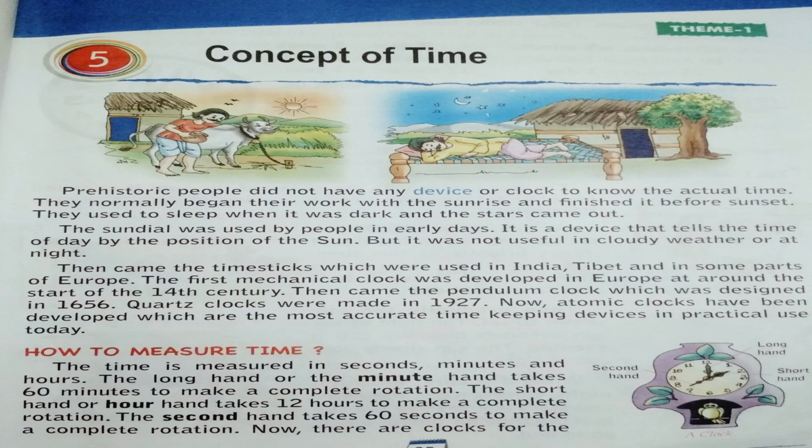So students, we read in this paragraph that the first mechanical clock was developed in the 14th century. After that, the pendulum clock was designed in 1656, and after that quartz clocks were made in 1927. And now atomic clocks have been developed, which give us the most accurate time.